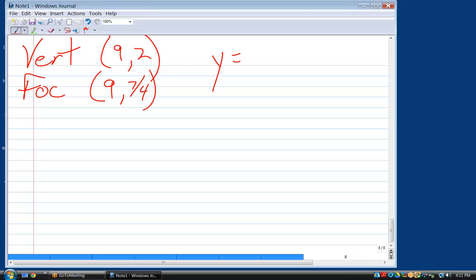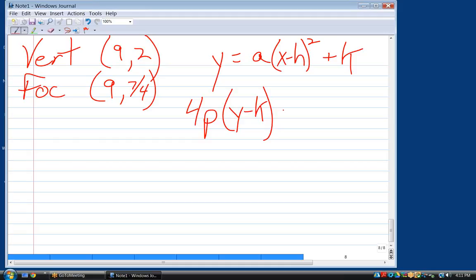Oh, shoot. You could have two of them. Depending on the school you go to, it's either this, or it's this, the 4p form. Okay? And notice that they're really the same as long as a is equal to 1 over 4p. So you could use either one, but we'll deal with the second one. What's h and k?